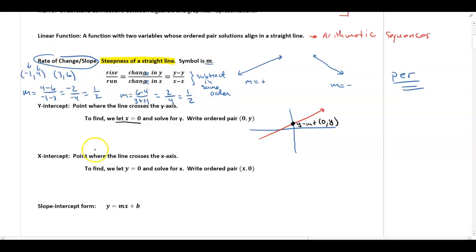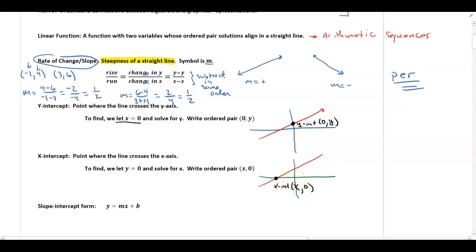Next is the x-intercept. This is the point where the graph crosses the x-axis. So when I look at this, I have my line in here. This is my x-intercept. And to find that, you know the y value on the x-axis is always 0. So we let y equal 0, and we solve for x. And when we get our ordered pair, it's always going to be whatever you get for x, comma 0.